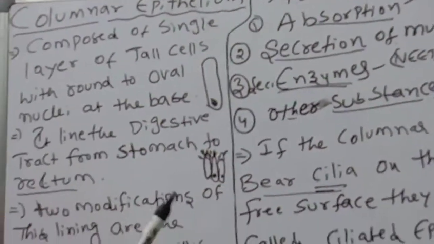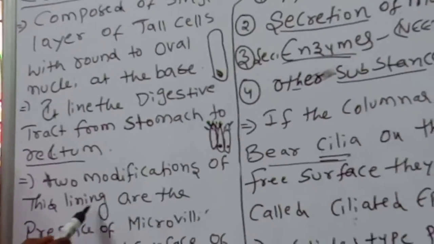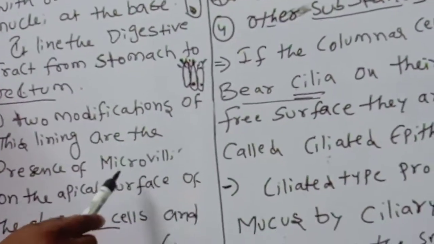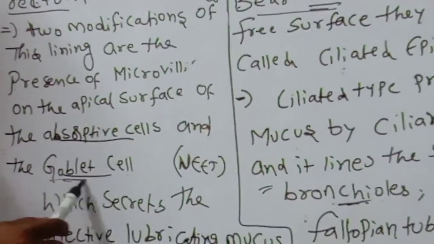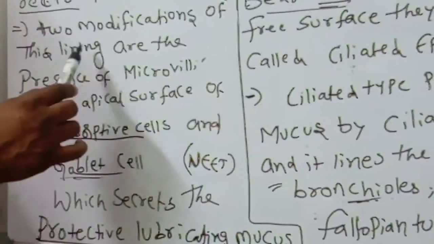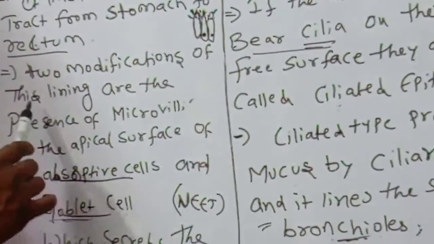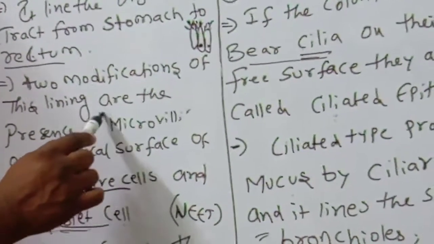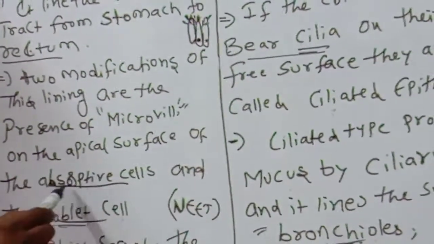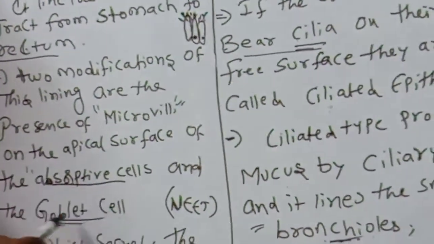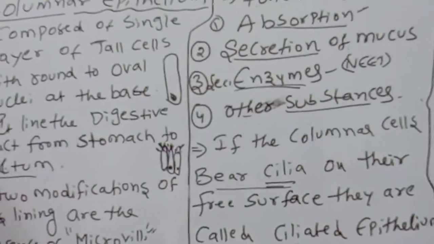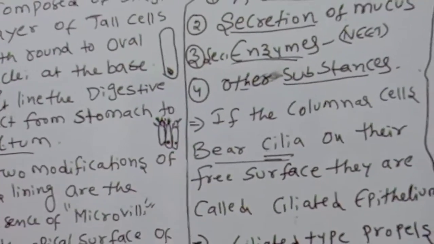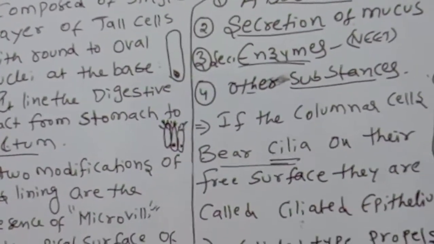Here you should listen very carefully. The two modifications of this lining are the presence of microvilli on the apical surface of the absorptive cells, and the goblet cells. These are very, very important: microvilli on the apical surface of absorptive cells, and goblet cells. These are the most important characters of columnar epithelium.